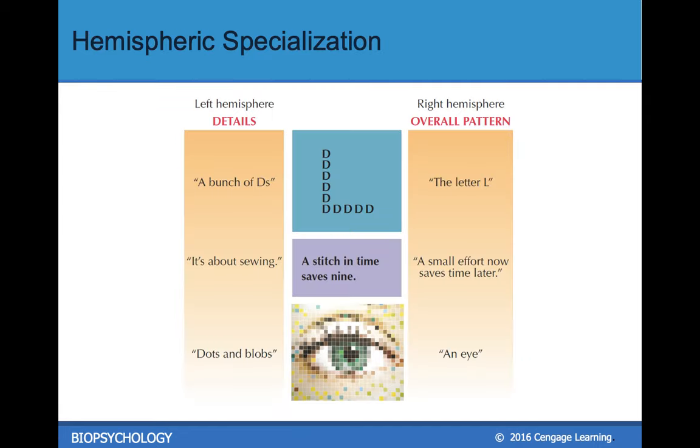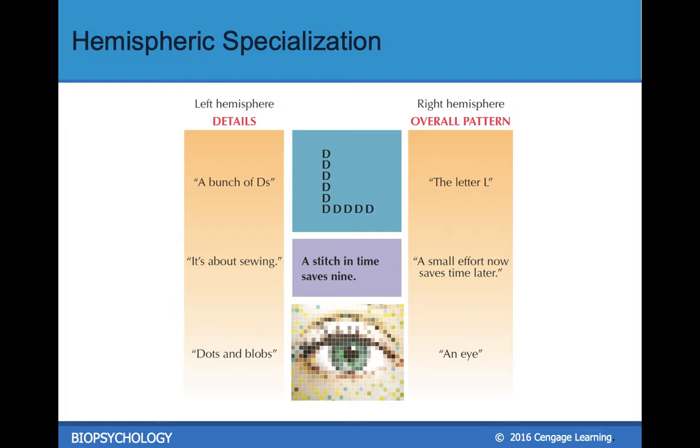So I'm going to give you a couple examples of this. In the center are our examples, and on the left side I'm going to say what the left hemisphere would understand, and on the right, what the right hemisphere would understand. If you see this shape of the L made up of the small letter D, the left hemisphere is going to see the details. It's going to see the letter D, but it's not going to see the overall shape. The right hemisphere, though, will see that overall shape of the L.